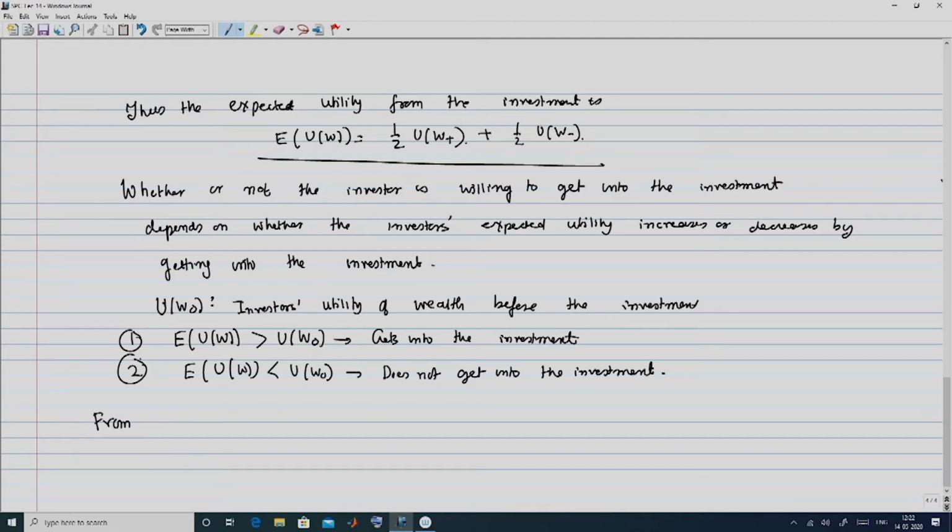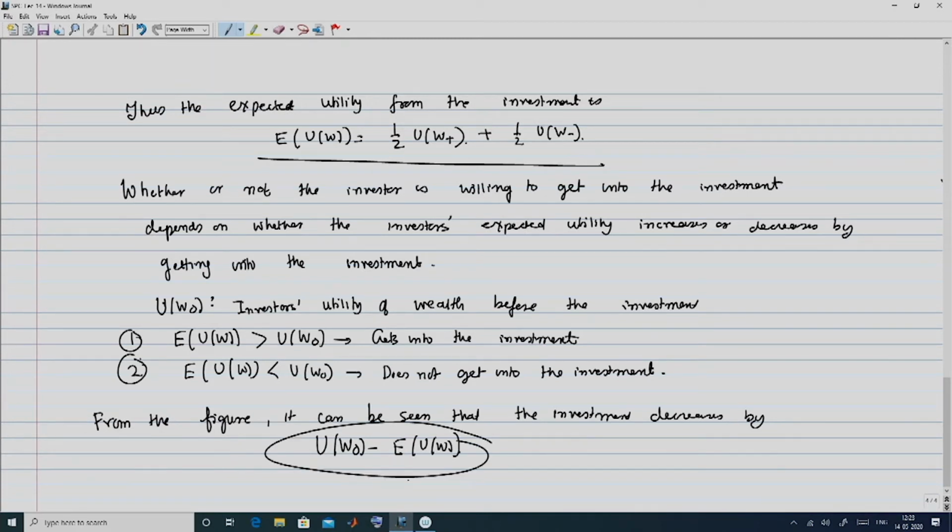So, from the figure, it can be seen that the investment decreases the utility by U of W naught minus E of U W. And so, the investor will not get into the investment, and this is a classic example of risk aversion behavior.